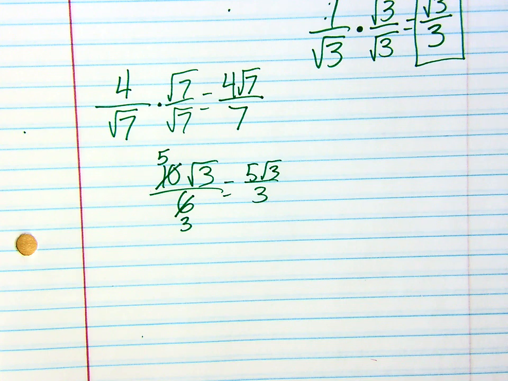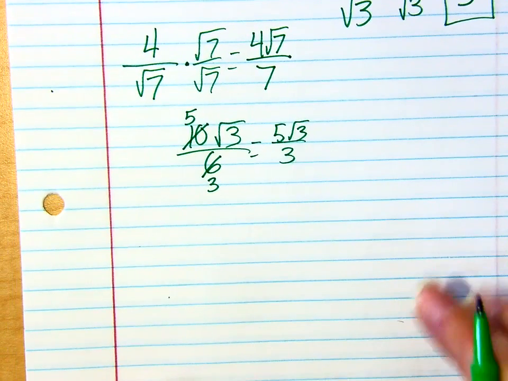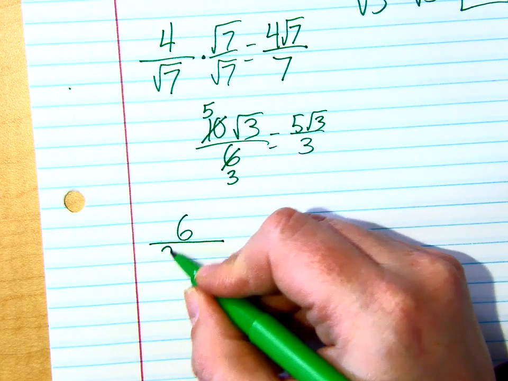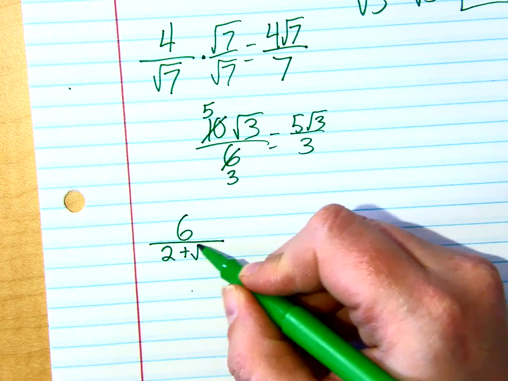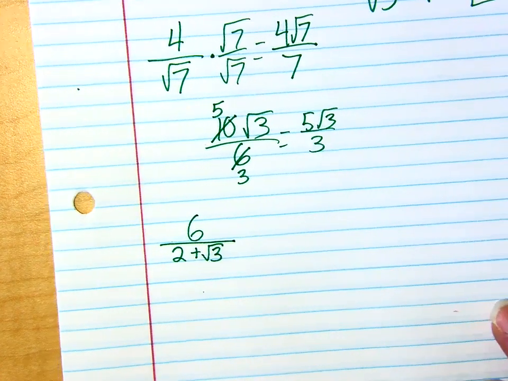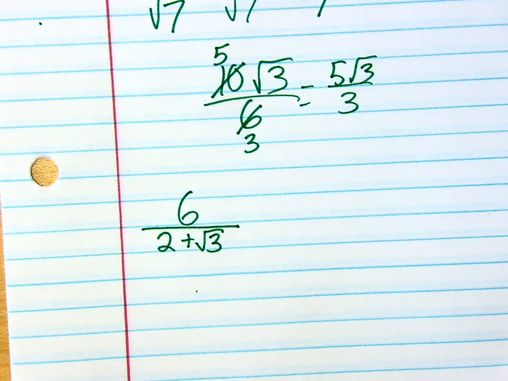All right? Now, things do get a little bit trickier when you have a binomial in your denominator. So, check out a problem like this. Say I had 6 over 2, I don't know, plus the square root of 3. Now, our ultimate goal is to get rid of the square root in the denominator. I don't want you to write this down because this is going to be wrong.